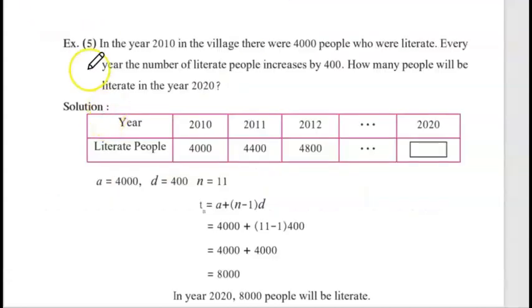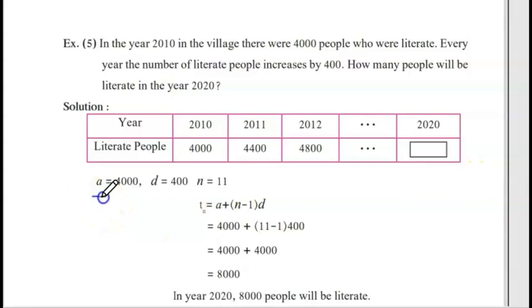Okay. Next example. In the year 2010, in the village, there were 4,000 people who were literate. Every year, the number of literate people increases by 400. How many people will be literate in the year 2020? Now see this here table. Year 2010, 2011, 2012. Literate people. First is 4,000, 4,400, 4,800 in this way.